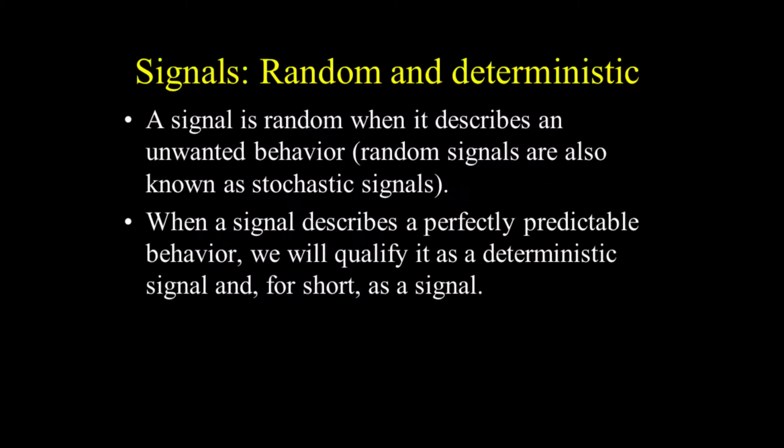We will sometimes qualify a signal as random when it describes an unwanted behavior, such as random signals, which are also known as stochastic signals. However, when it describes a perfectly predictable behavior, we will qualify it as a deterministic signal, and for short, as a signal. Notice that many perfectly predictable signals are sometimes treated as random signals because we may not be interested in their detailed behavior.